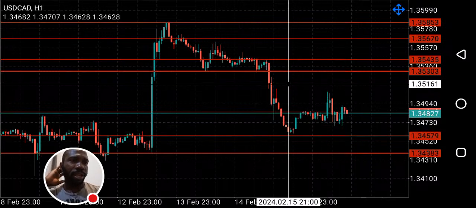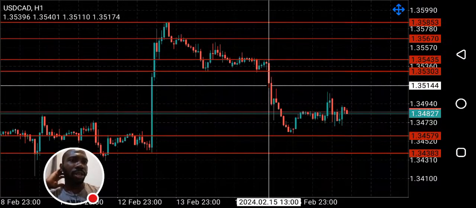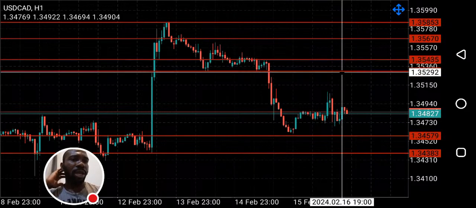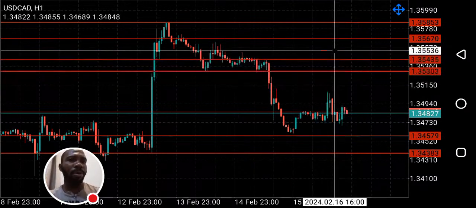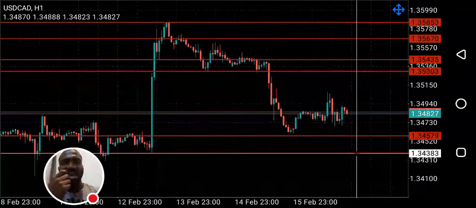You can see a fair value gap was created here. So it's likely price will pull back to this fair value gap before it continues with its bearish move. So that should be our expectation this week.